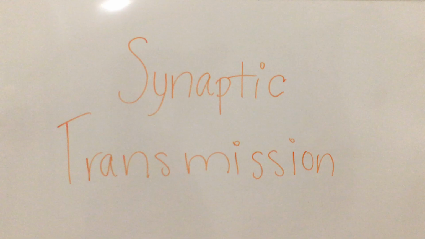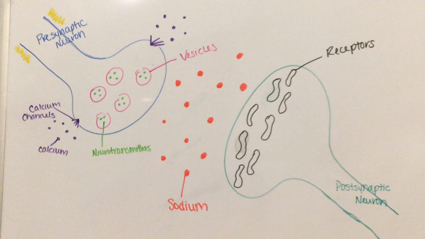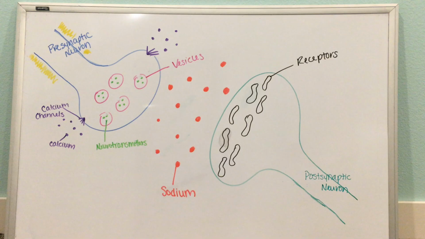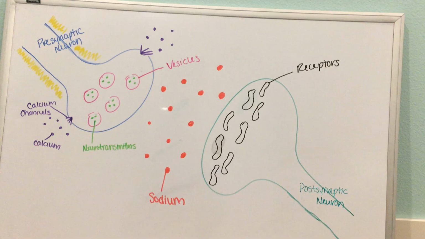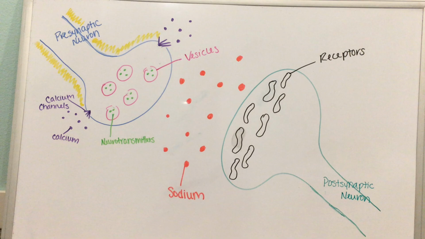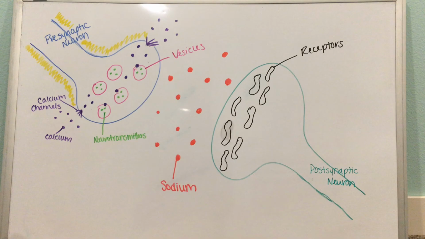Now let's look at how action potentials are transferred from one neuron to the next. A process called synaptic transmission allows the signals to pass from one neuron to another by jumping across a tiny space, or synapse. There is a presynaptic neuron, the neuron sending the signal, and a postsynaptic neuron, the neuron receiving the signal. When the action potential reaches the axon terminal, calcium channels open and calcium ions rush into the neuron. Inside the axon terminal, there are vesicles with neurotransmitters stored inside them.